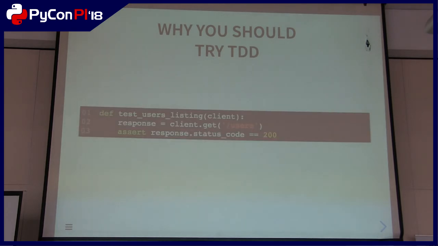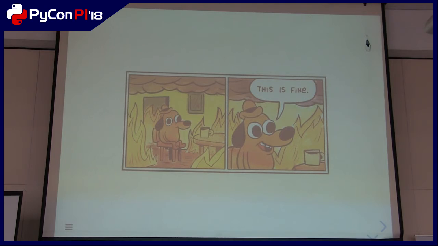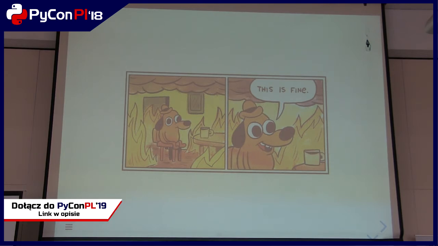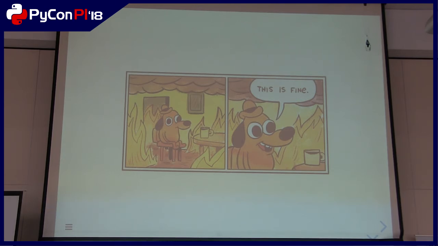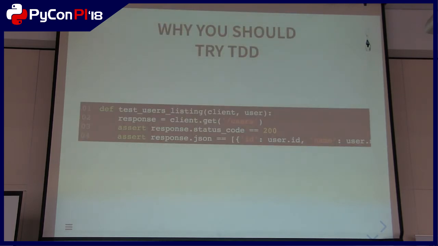For example, you're building a new API and you want to have some users listing. Okay, you just call this endpoint, and your test will fail. And this is fine, because you know why it failed. Because there is no such route in your application. And it is a minimal step. Just add this handler and your test will pass. Okay, but actually you need to have some users in the response. Let's use the user feature from the previous examples.